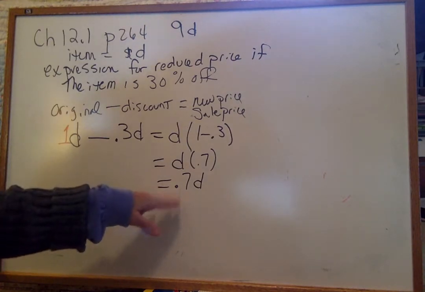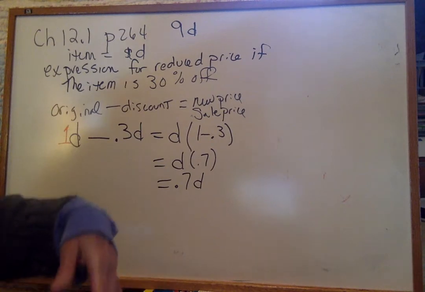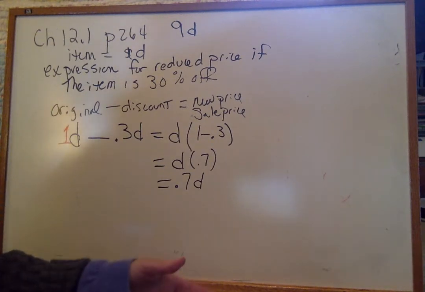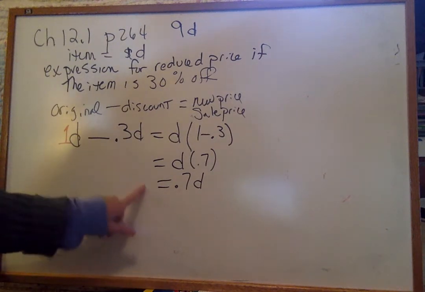Now, timesing by 0.7 wasn't that easy. I used to tell my kids, the shirt's about $30, just times it by 7. They were smart enough to know if that was going to be $210 or $21. So it worked for us. But this is the expression.